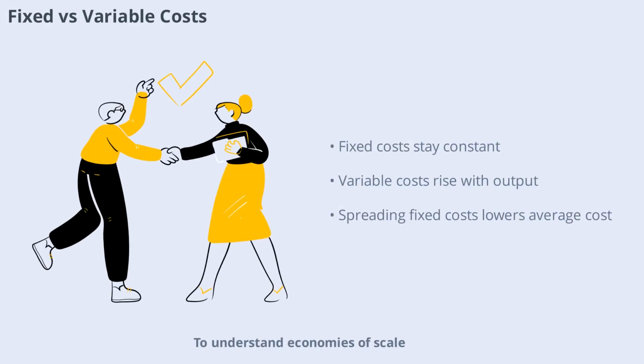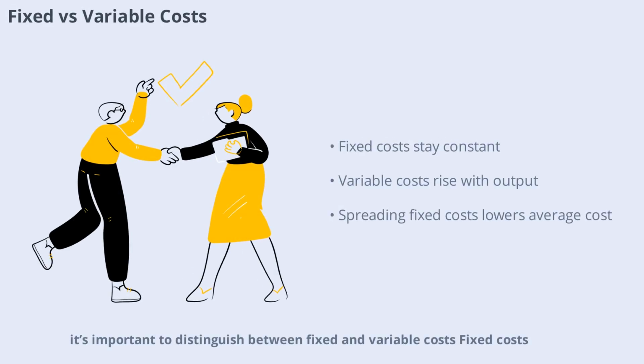To understand economies of scale, it's important to distinguish between fixed and variable costs. Fixed costs like rent or machinery don't change with the level of output. Variable costs such as materials and labor increase as production rises. When a firm expands, fixed costs are spread over more units, reducing the average cost. This is a key driver behind economies of scale, making large-scale production more cost-effective than small-scale operation.